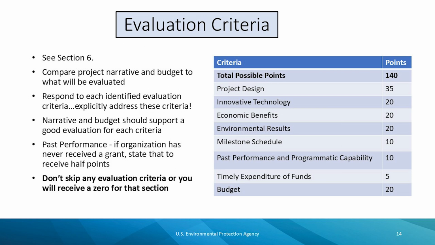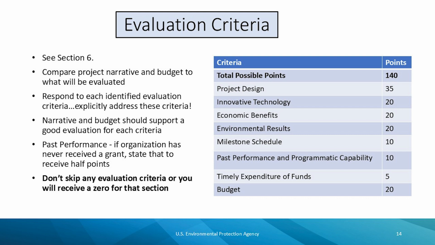Evaluation criteria. Now that your project narrative and project budget are complete, look at the evaluation criteria in Section 6. For each evaluation criterion, compare your project narrative and project budget to the corresponding sections. Be sure that there is a response for each identified evaluation criterion. Evaluate what you've included in your project narrative and budget against each criterion and improve sections as needed.